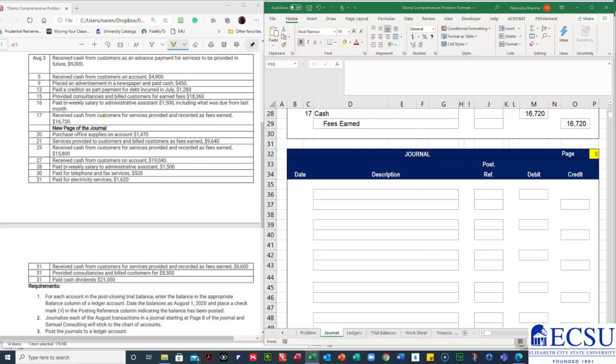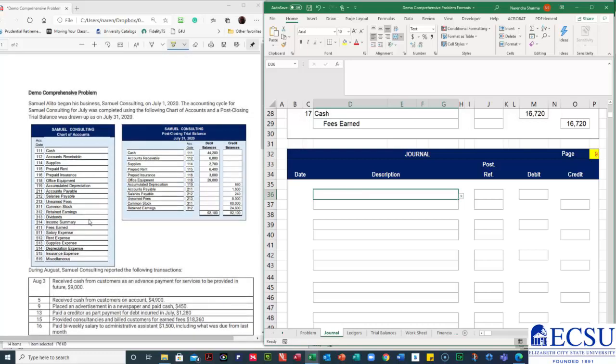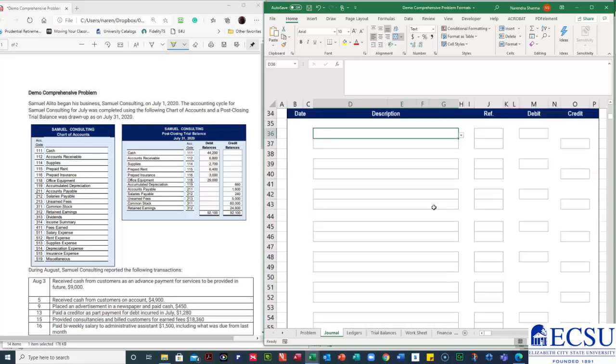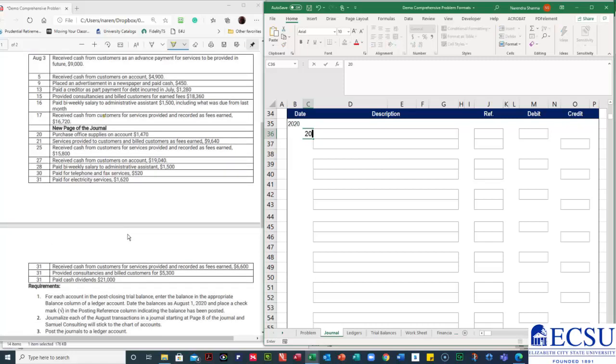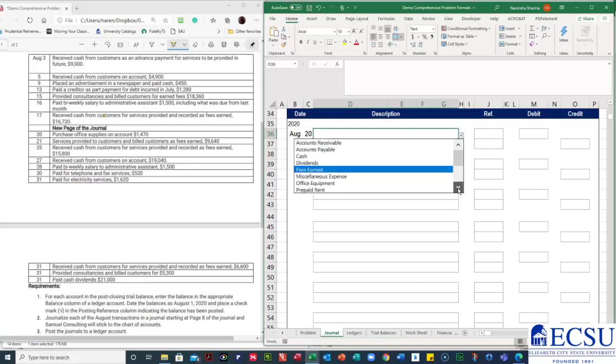Next, it says purchased supplies on account. So that is what you have to understand, purchase supplies on account. So I'm going to debit. What am I going to debit? Because I have to look for, here it says a supply, so I'm going to debit supplies account. The year is 2020, this is August, and the date for the supply transaction is 20. So I'm going to debit the supplies account.